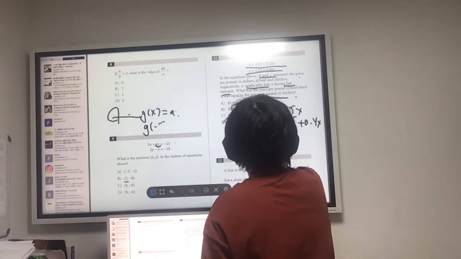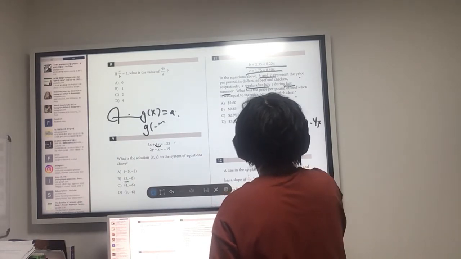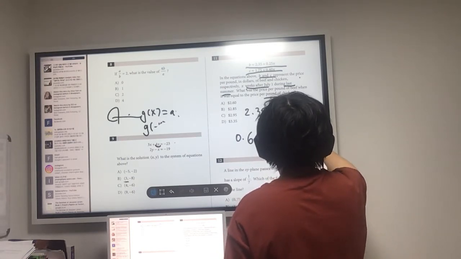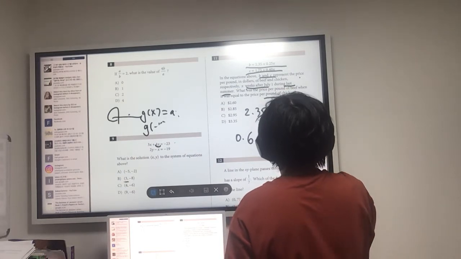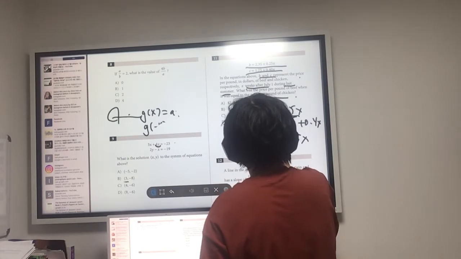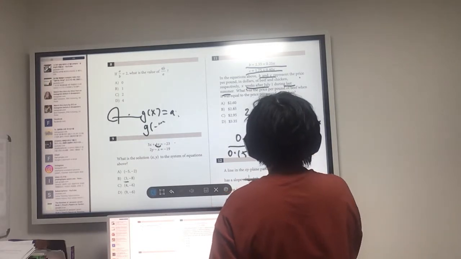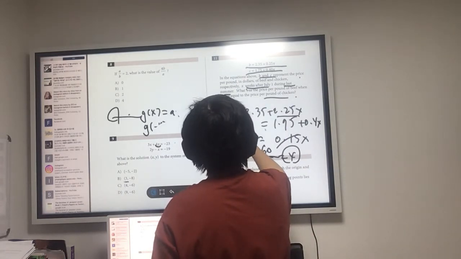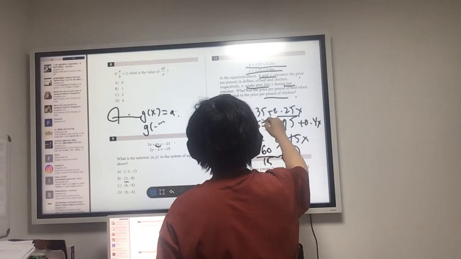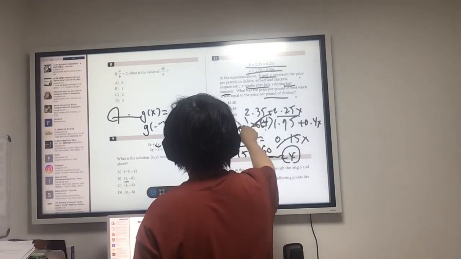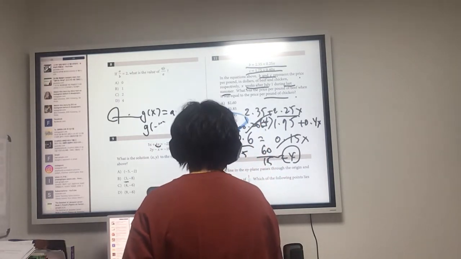So 0.6, and then 0.25 and 0.15x. So 0.6 equals 0.15x, so x equals 4. But when x equals 4, what would the price be? 2.35 plus 0.25 times 4 would be 1, so 3.35. The answer would be D.